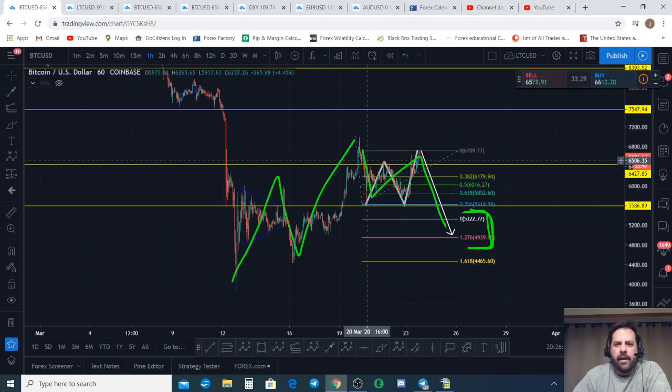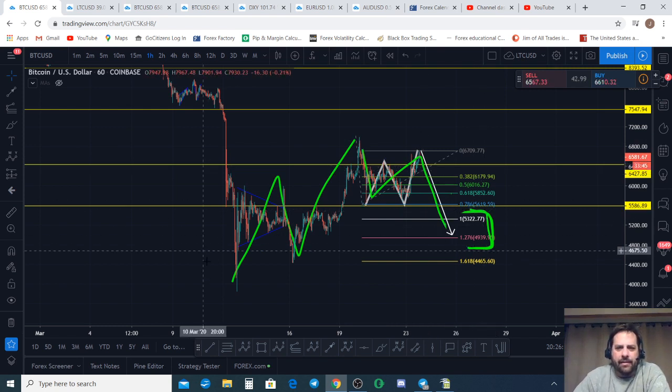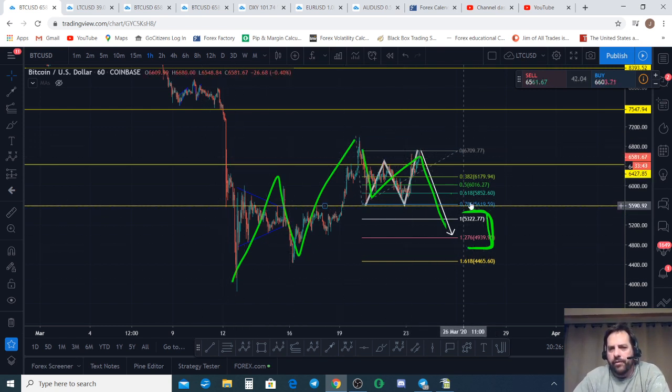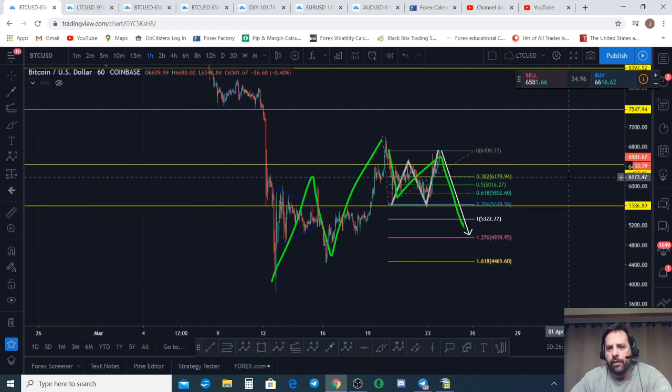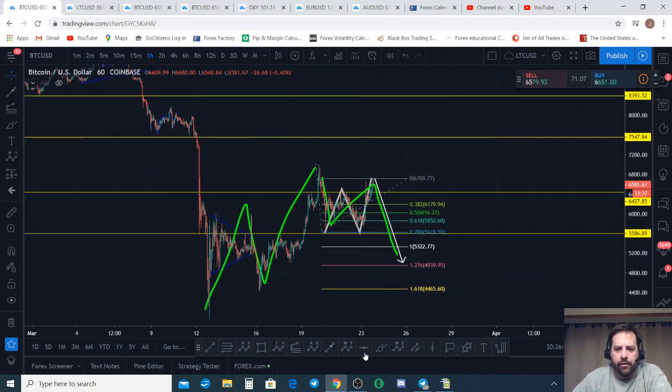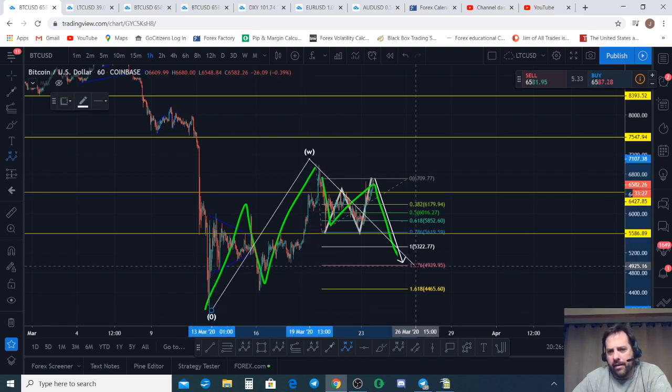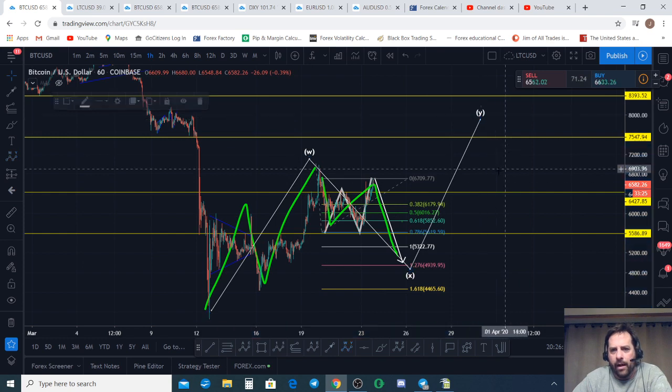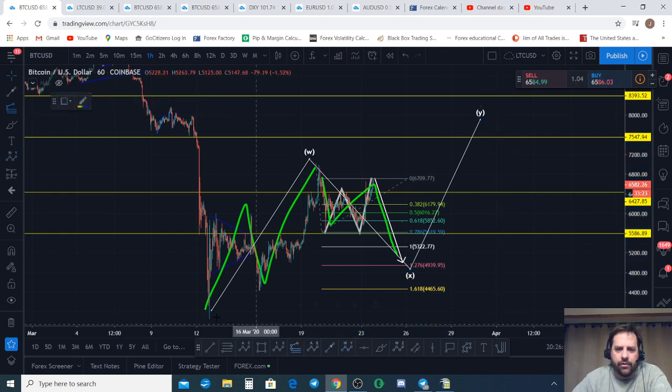Now, if that's the case, we got a three-wave move up, we got a three-wave move down, and we would expect from Elliott wave theory and Elliott wave rules that we would expect a third three-wave move. That would basically turn into a W, and an X, and then we'd get a Y up here at the 1-to-1 extension, usually.